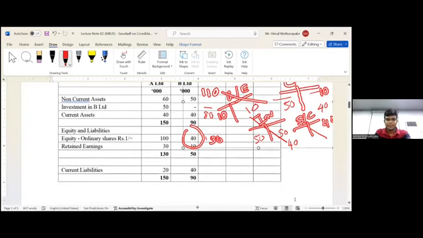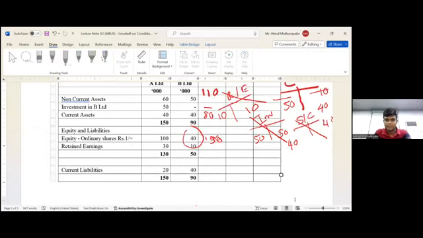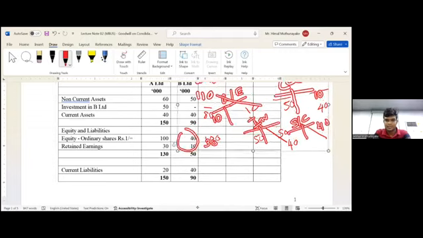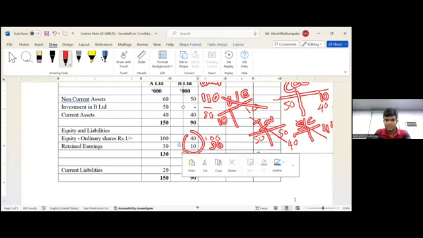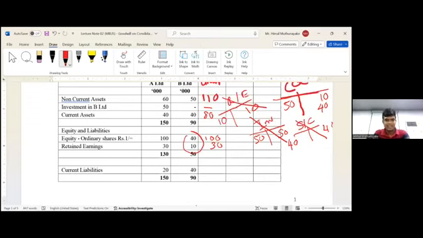And this is 60. Something happened to this, right? 30, and current liabilities is 60. Now my account is balanced. The group account is balanced at 190. Right? Any questions?